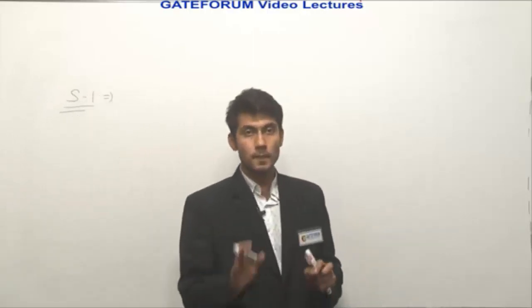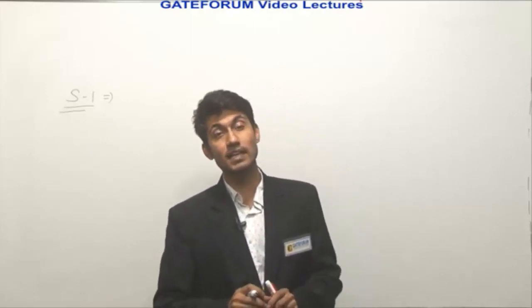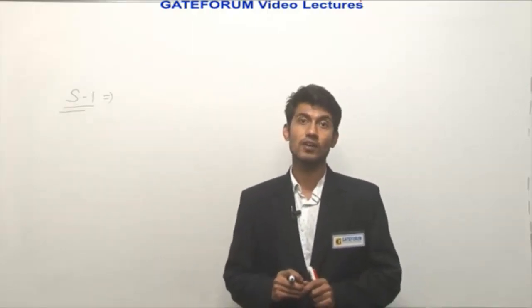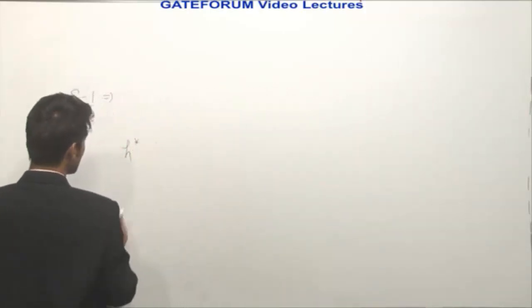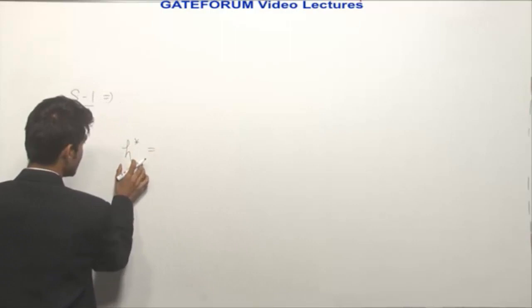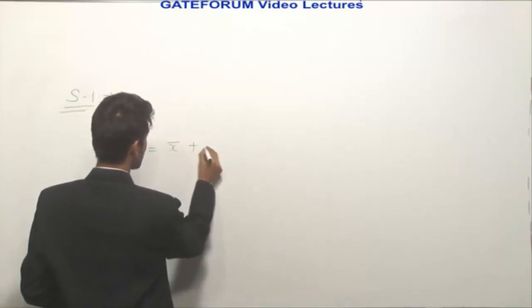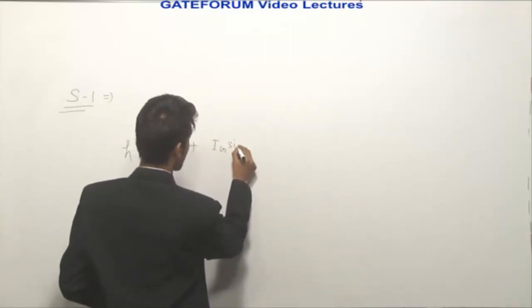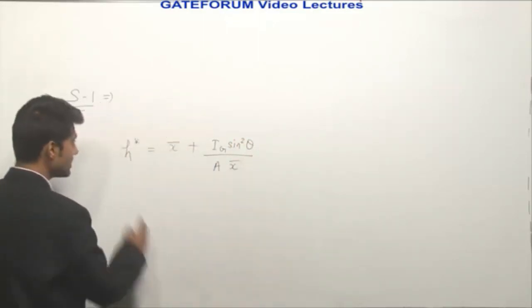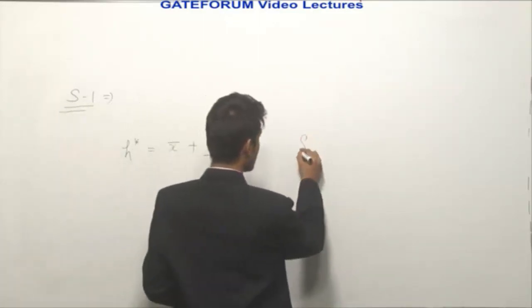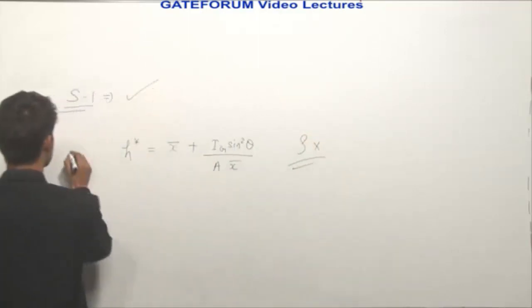So statement 1 is depth of center of pressure of any immersed surface is independent of density of the liquid. Let us see, the formula is h star, the depth of center of pressure. h star is equal to x bar plus Ig sine square theta upon A x bar. Now in this particular formula there is not a single term associated with density. So statement 1 is correct.